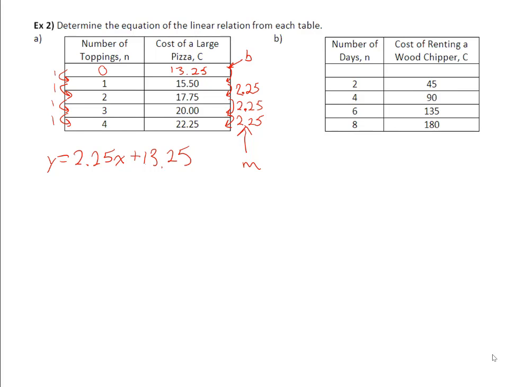If you want, you could write n instead of x. Because this question uses n, you could have written n where x is. Either way, I would have given you full marks. I'm not going to be too picky on that. Same with the c here. It would have been c equals 2.25n plus 13.25. That's okay by me. Okay, moving on to our next table of values.